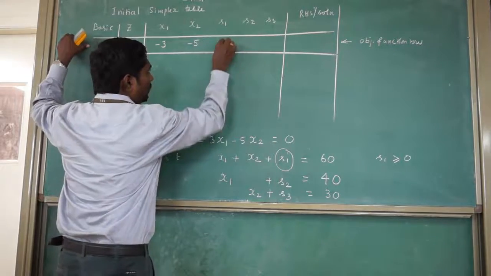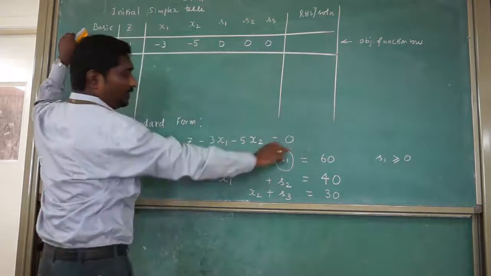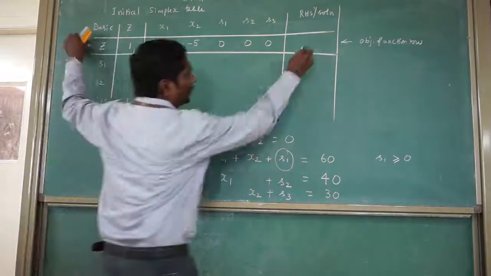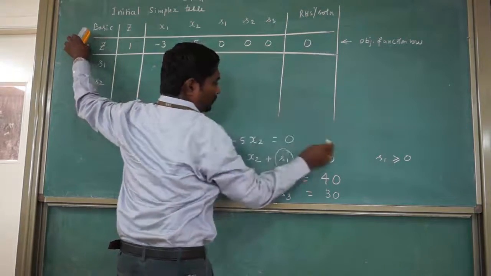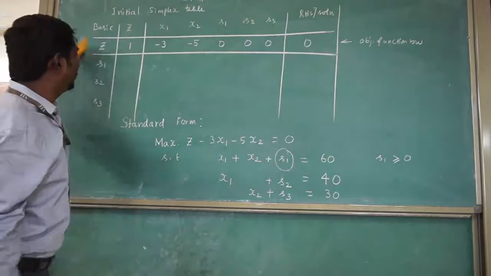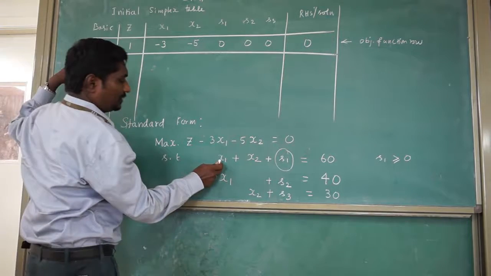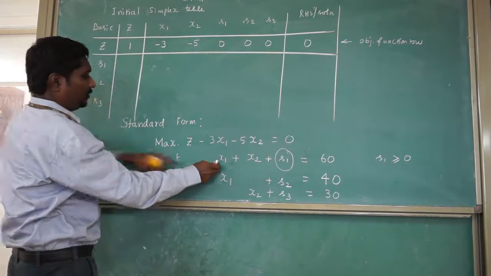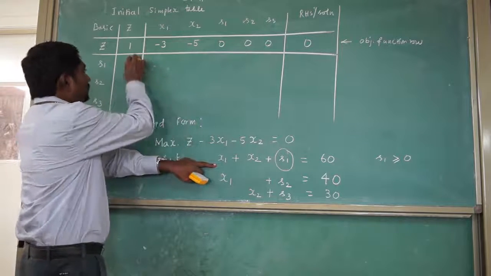The coefficients of s1, s2, s3 are 0 in the objective function. Then the solution column, the RHS, is also 0. Then coming to the first constraint equation, I am going to write the coefficients here. We don't have z, so this is 0.